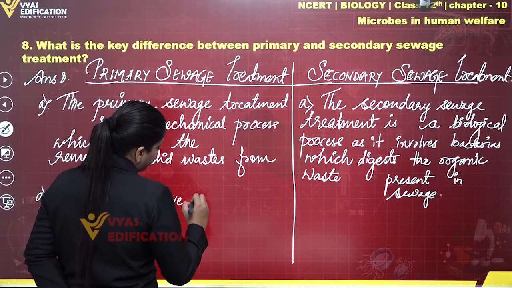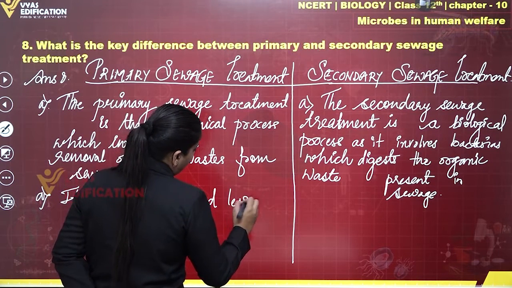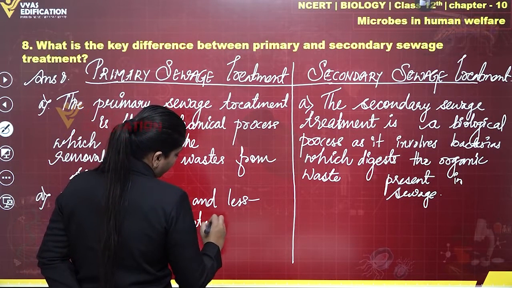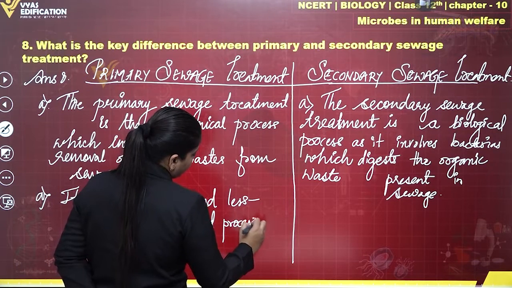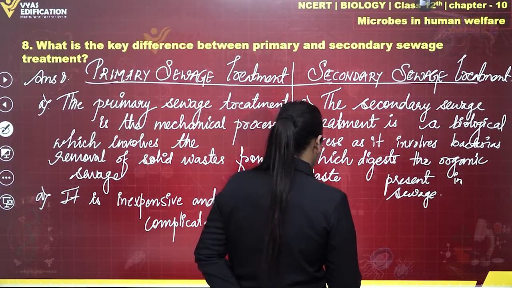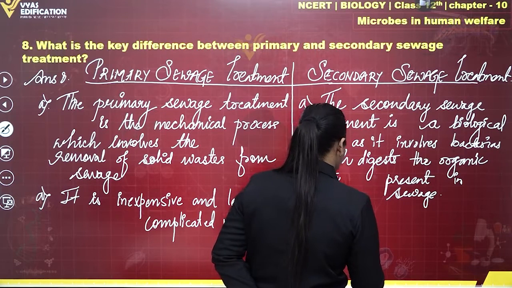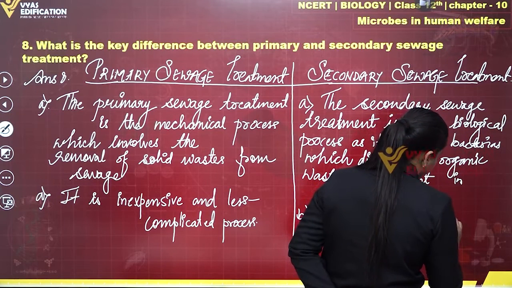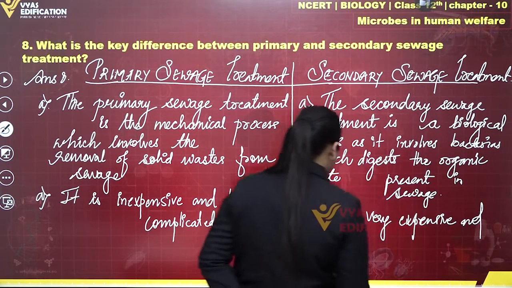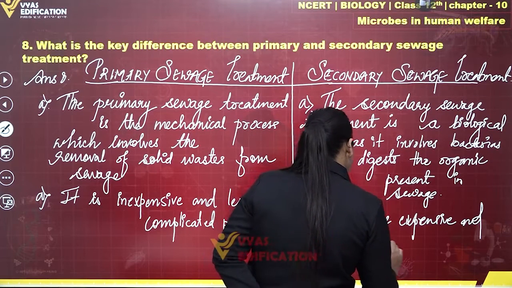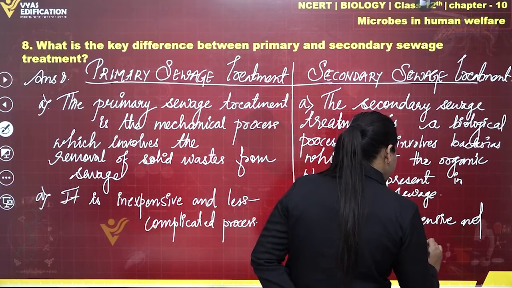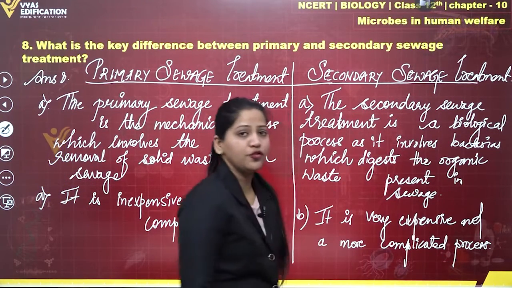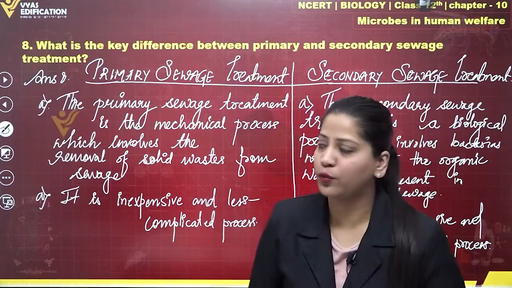It is an inexpensive and less complicated process, whereas this one, the secondary sewage treatment, is a very expensive and more complicated process of sewage treatment. So this is the complete solution of question number 8.